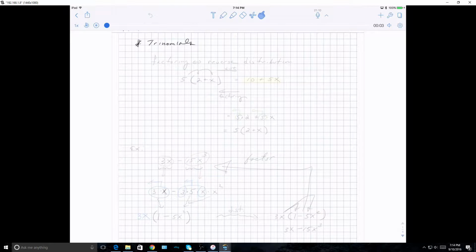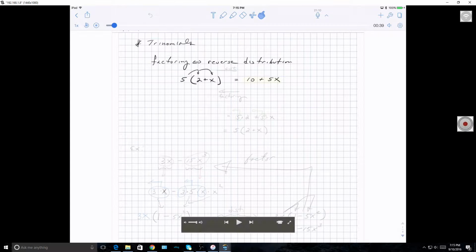So what we're going to look at now is factoring trinomials predominantly. And there's a few cases that we have to look at. But basic factoring, for all intents and purposes, is reverse distribution. So case in point, if I look at 5 times 2 plus x, and we do the distribution, we all know that that's going to be 10 plus 5x.